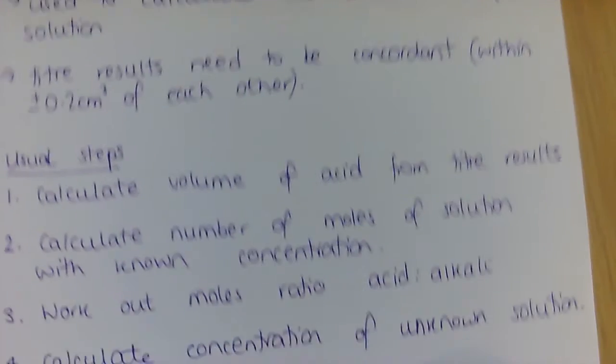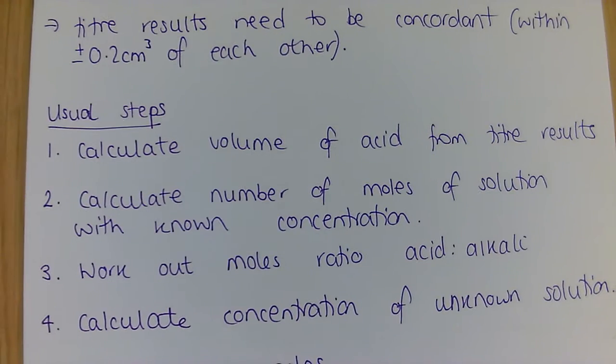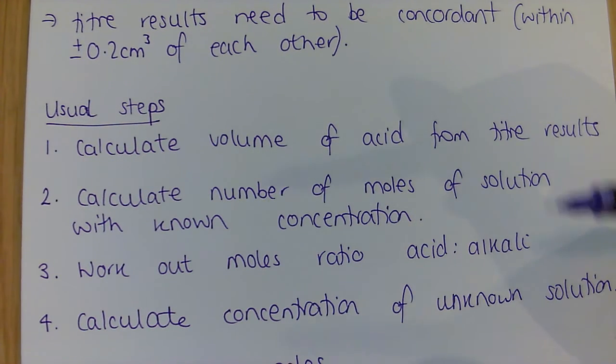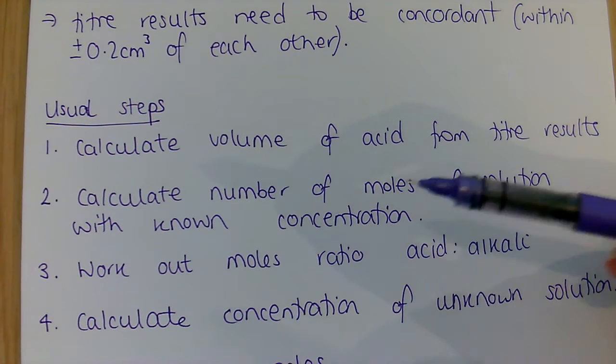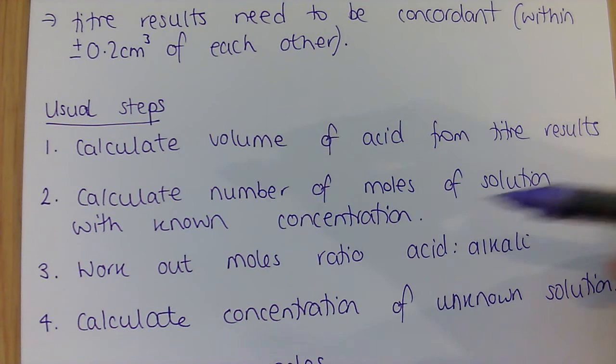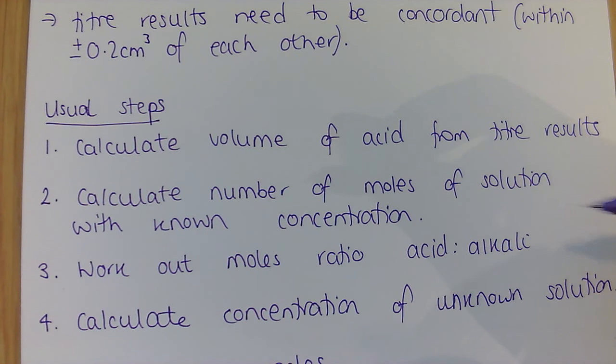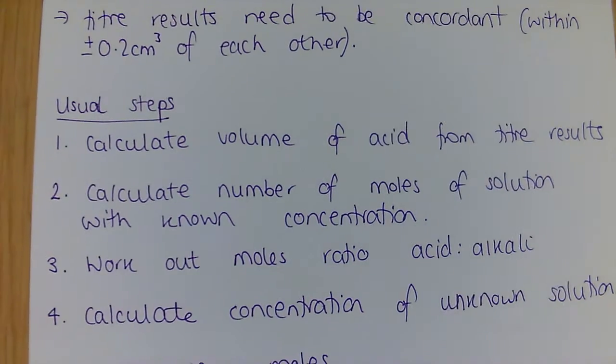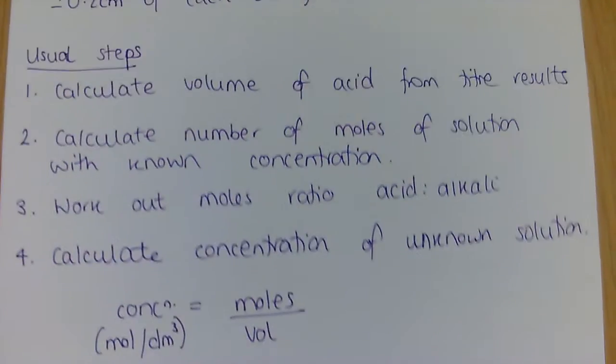So these are the steps that you would then take to do the titration calculation. As I said, in an exam question, you would start by calculating the volume. I've put acid here, it could be the other way around, but frequently it would be the acid. So you calculate the mean volume of the acid from the titre results. Then you need to calculate the number of moles of the solution with the known concentration. So the solution that they've given you the concentration for, work out the number of moles of that one. Then you work out the moles ratio of acid to alkali, and therefore you'll know the number of moles of the other solution. And then you can use all of that to calculate the concentration of the unknown solution.